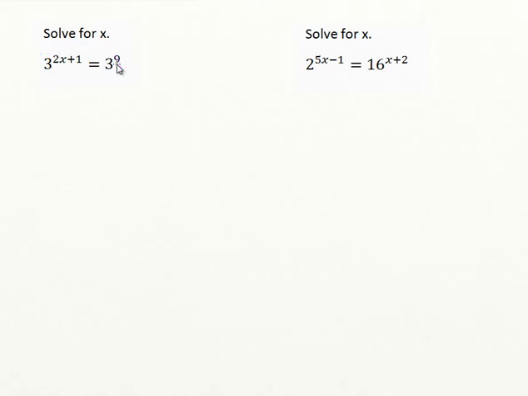So that is the key, and as soon as we see the same base exists, we can now say, well, the only way that that could ever be true is if 2x plus 1 was equal to 9, that is, if the exponents were also identical. We know the bases are the same, so if the exponents are the same, then the equation is in balance.